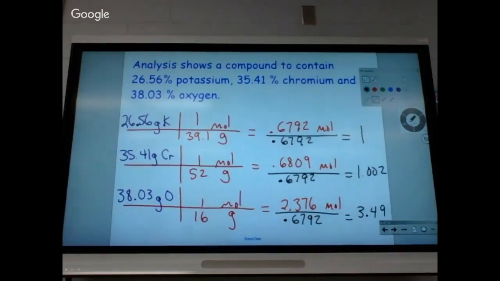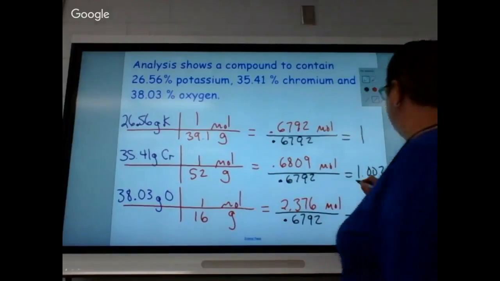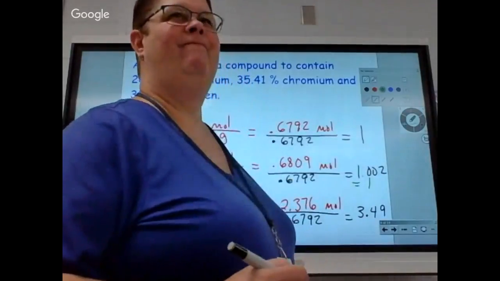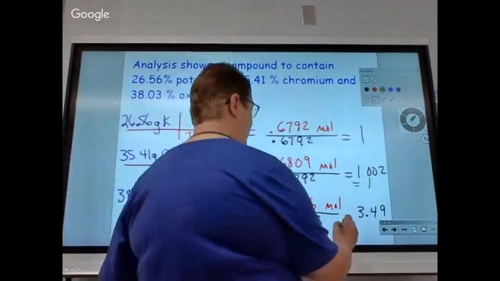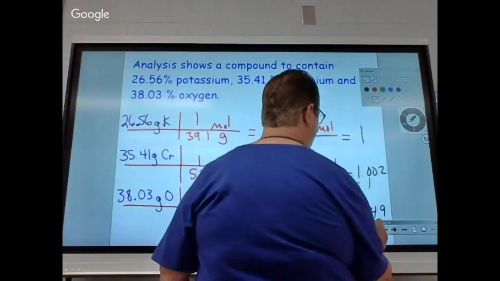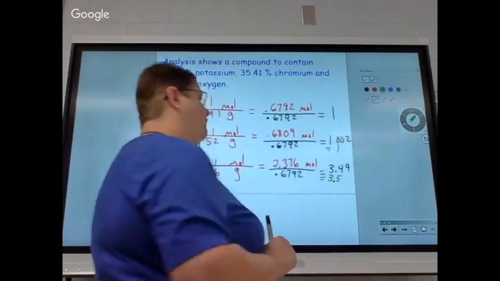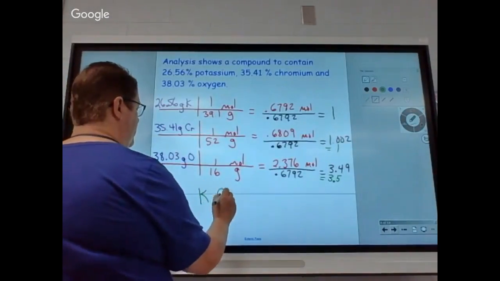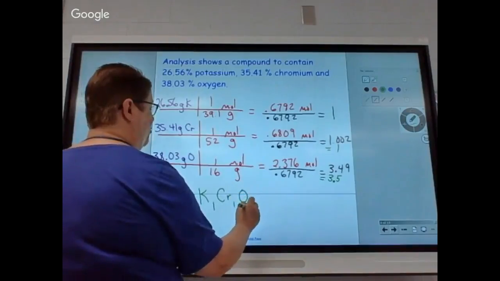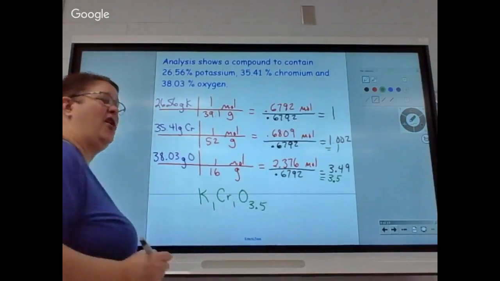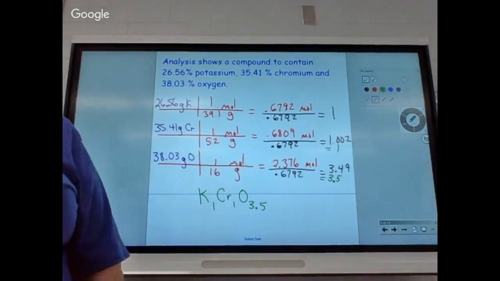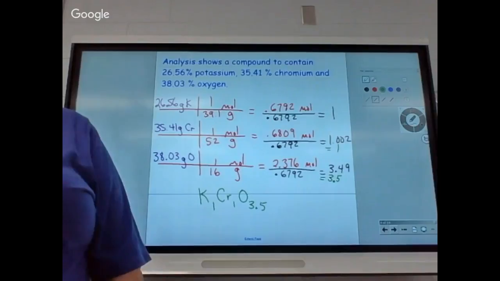Now, in the second one, we got 1.00. That's the same as 1. What's 3.49? Like halfway. This is 3.5. Now, when y'all were writing formulas last week, did we write anything like K1, Cr1, O3.5? Are we starting today? Nope. So what are we going to do with that?